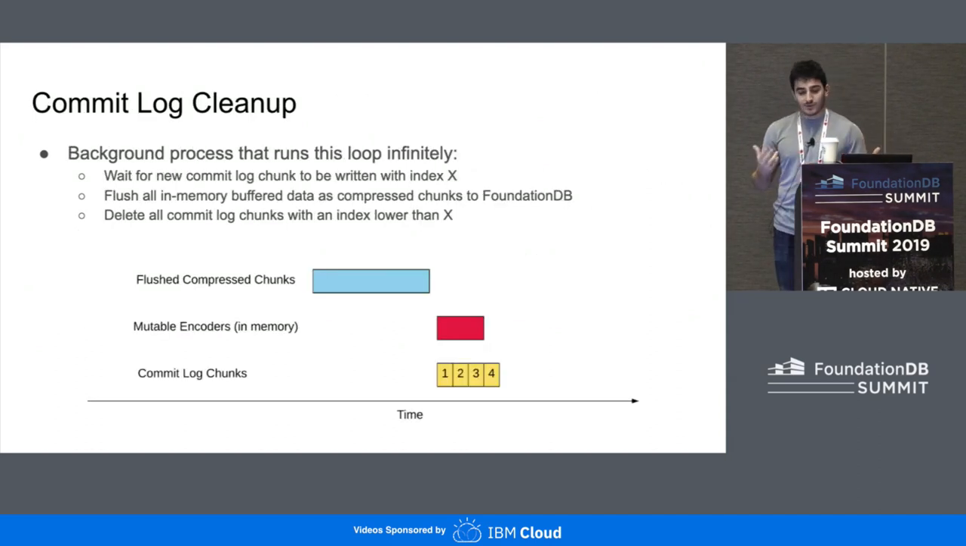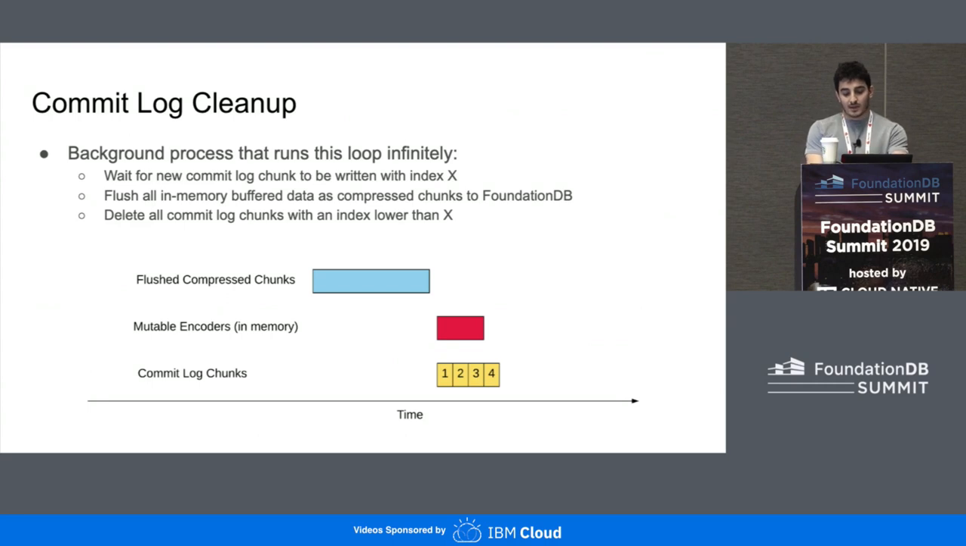And then if you think about how this actually works in terms of commit log cleanup, you basically have a background process that's looping infinitely. It waits for a new commit log chunk to be written with a specific index. Looking at this diagram, for example, we would wait for commit log chunk number 4 to be written. Once that happens, we kick off the flush process, which loops through all the compressed chunks that live in the buffer and flushes those to FoundationDB. I'll go into the details of that process in a minute.